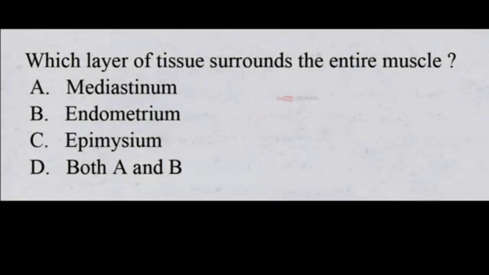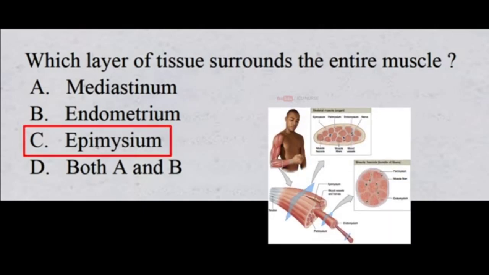Which layer of tissue surrounds the entire muscle? A. Mediastinum. B. Endometrium. C. Epimysium. D. Both A and B. And the correct answer is C. Epimysium. The epimysium is the dense connective tissue that surrounds the entire muscle tissue.